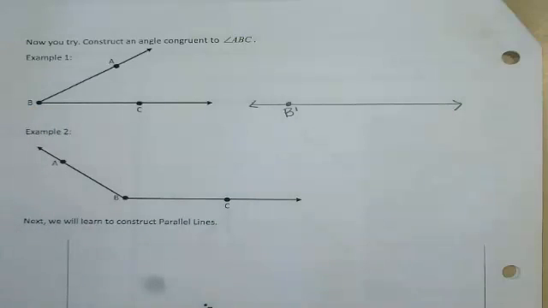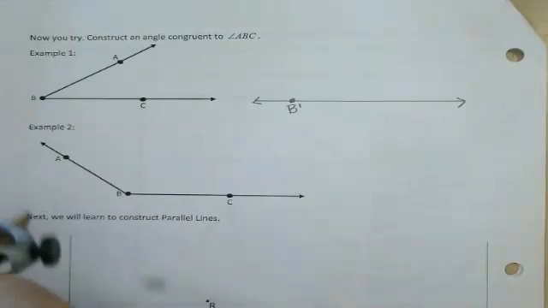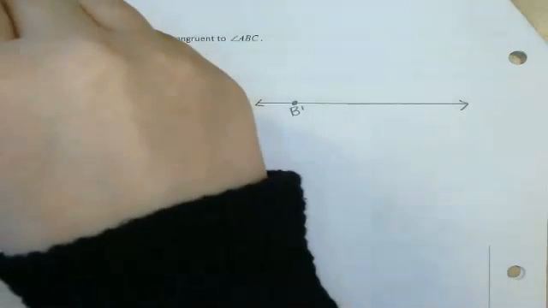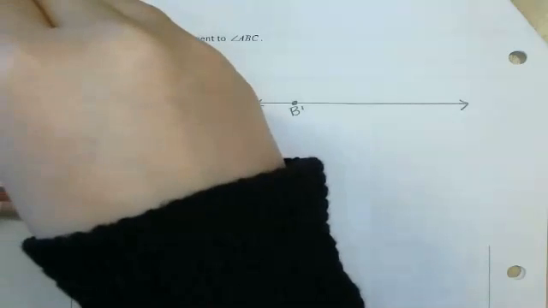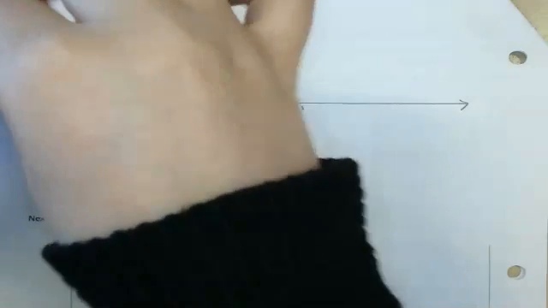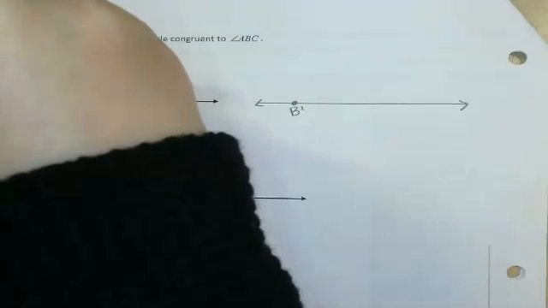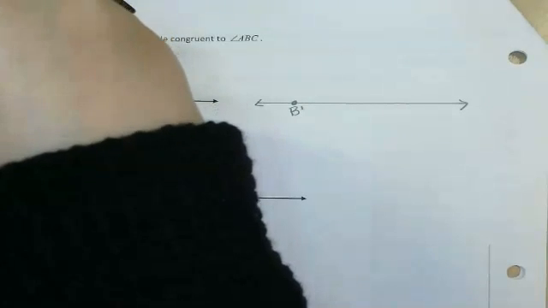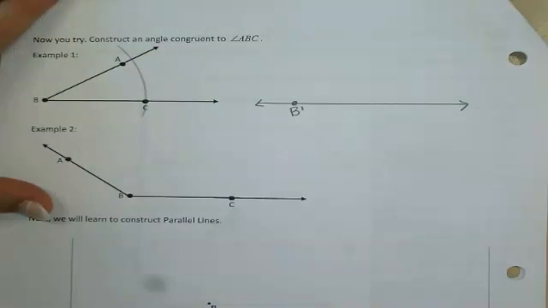All right. I then am going to take my compass, putting the pointed end on the original point B and the pencil end on the original point C. And I need to draw an arc that's big enough that it will go through both line segments. And remember, just because the arc that I draw goes through point C does not mean that it has to go through point A. It just has to intersect both lines.